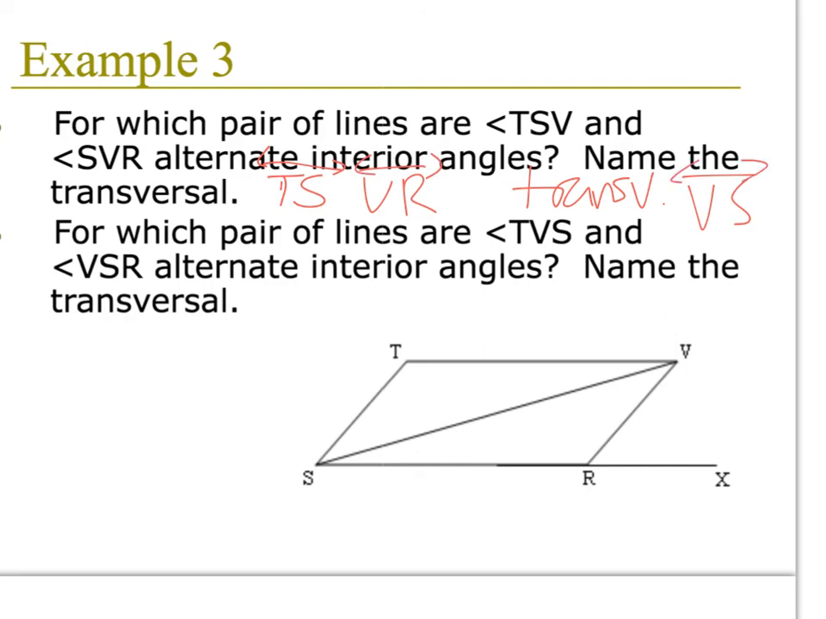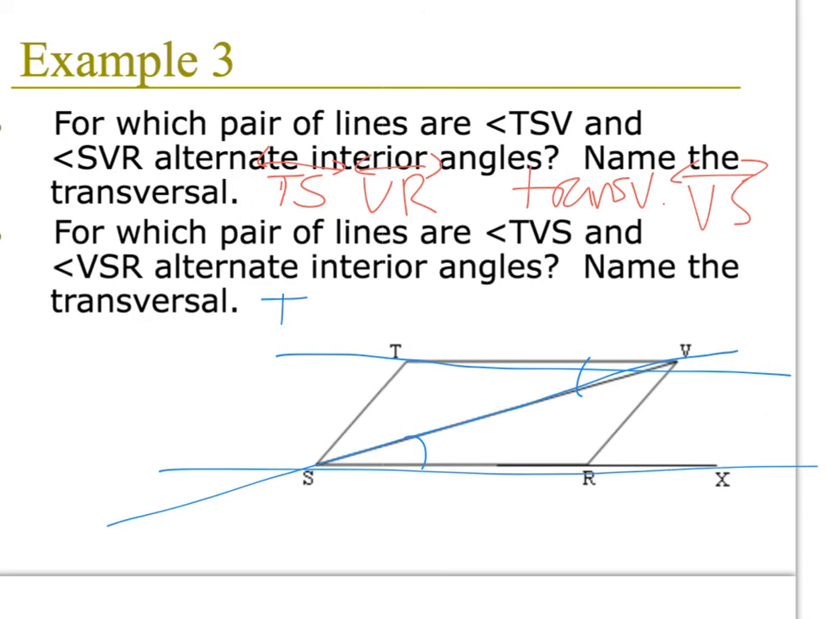It says, for which pair of lines are TVS and VSR alternate interior angles? Well, in this case, my VS still touches both of those angles, but now it's going to be TV and SR for my two lines. The transversal would be VS still. But the lines that I'm using change. Takes a little bit of practice to know these.